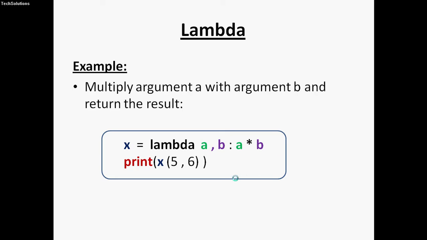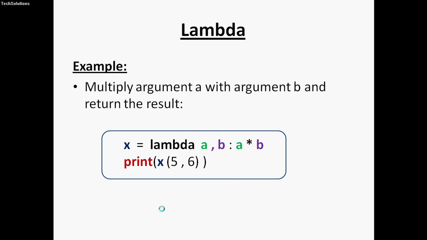Here I am using the same syntax. The function x equals lambda a, b because I am using two arguments here, and for the expression I am using a * b. The result will be returned by this lambda function. So I am printing x and passing two arguments, 5 and 6. It should return the result 30 through this lambda expression.